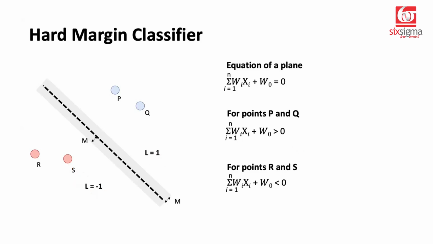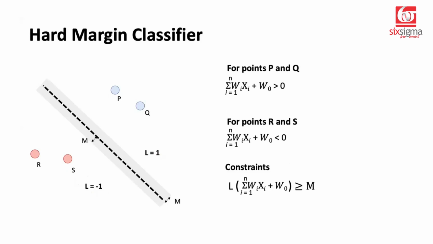Now let's try to understand what conditions we should satisfy. If we take the label, which is 1, and multiply it with the equation of the plane, for points above the plane, you can imagine this is a positive quantity, like for points P and Q. And this L is also +1. So if we multiply this, we should get a value greater than or equal to M. Notice, if this were not a classifier which uses a margin, we would have written that this should be greater than or equal to 0.